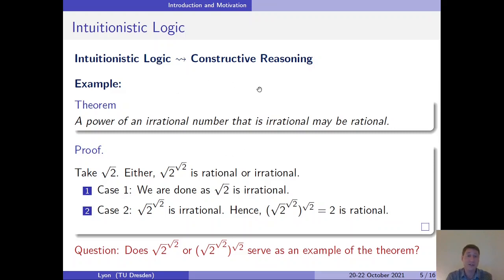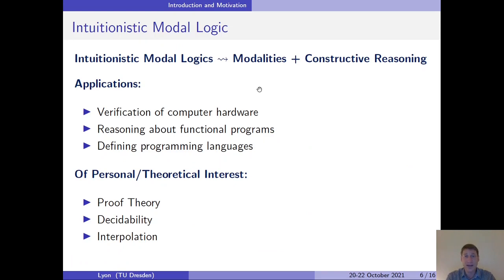So intuitionistic logic has had a variety of applications in computer science and also in the foundations of mathematics, which is one of the reasons why people have been interested in it. Now, in the 1980s, due to the interest in modal logic and also intuitionistic logic, researchers began to put these two together. So having logics which perform both modal reasoning about possibility and necessity while at the same time having these constructive aspects. And these intuitionistic modal logics were found to have various applications, for example, in verification, in reasoning about functional programs, and also in defining certain programming languages.